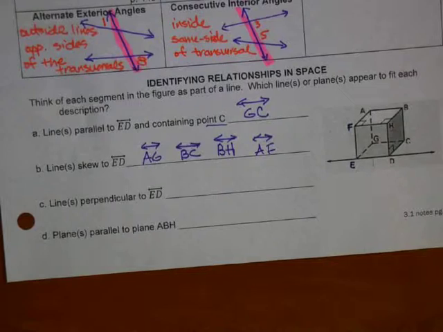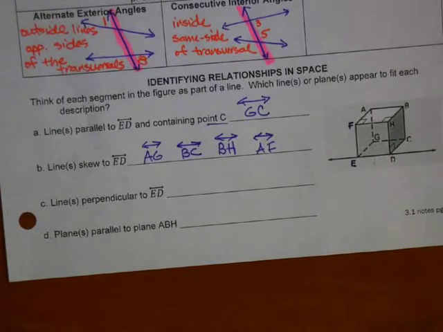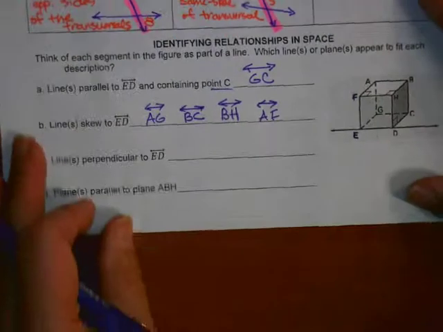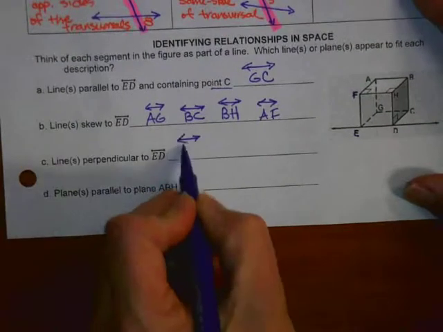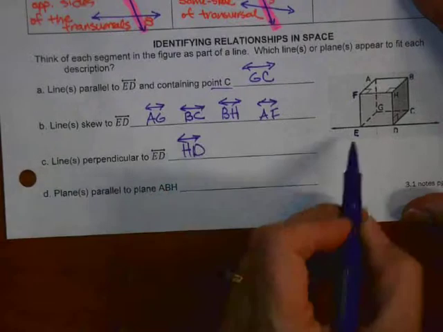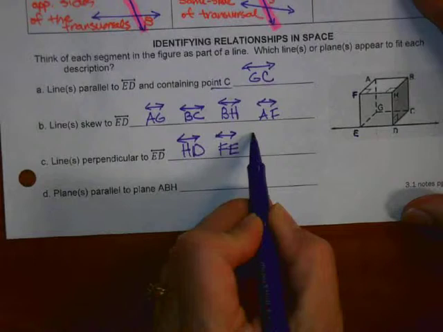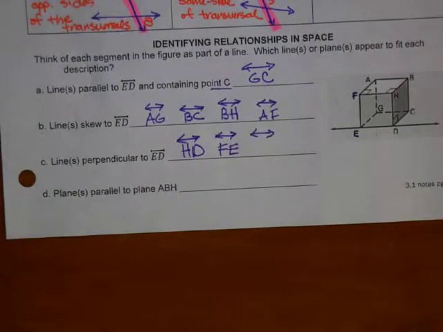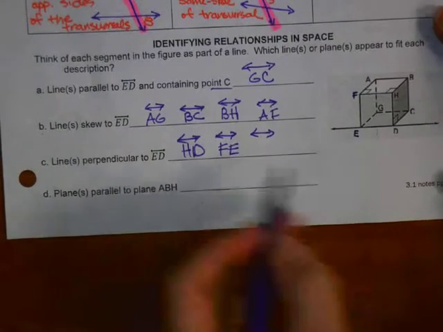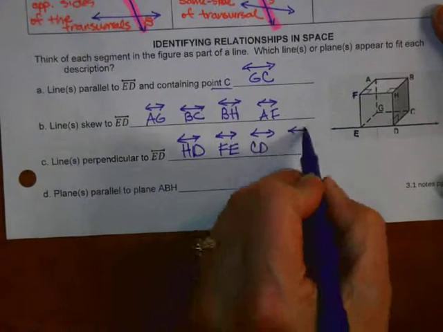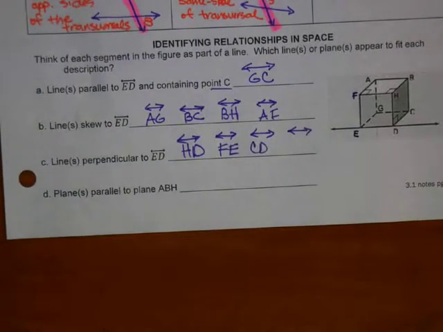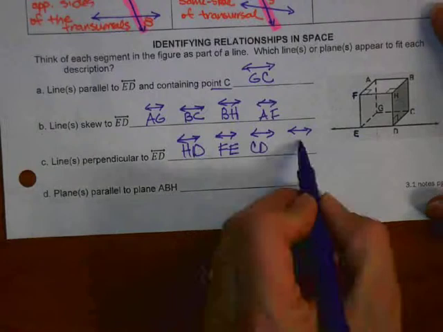Skew. Skew. Okay. Lines perpendicular to line ED. Okay. HD is one of them. FE is perpendicular. There's a couple more. What else do you see? CD. Did somebody say CD? And I see one more. GE or EG.